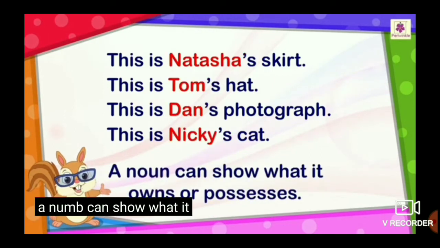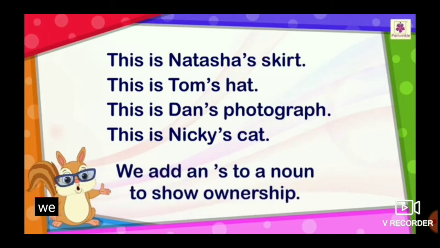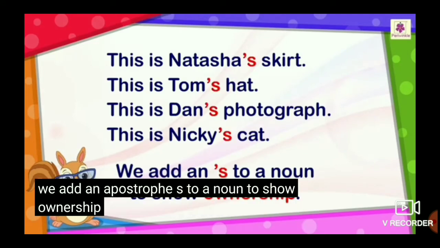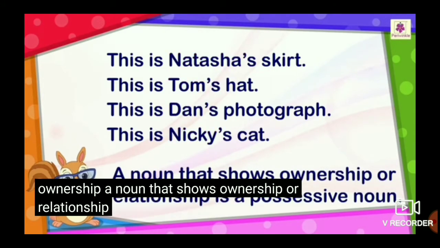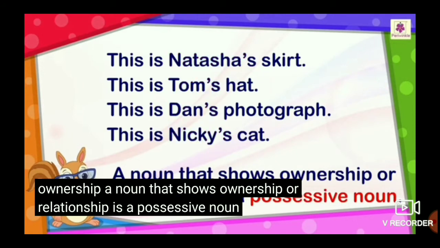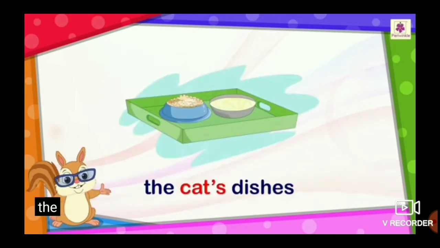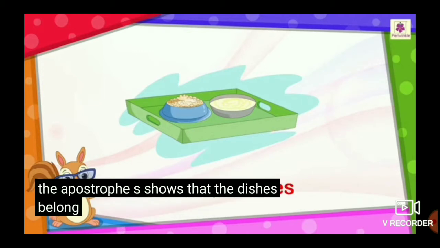A noun can show what it owns or possesses. We add an apostrophe S to a noun to show ownership. A noun that shows ownership or relationship is a possessive noun. For example, the cat's dishes. The apostrophe S shows that the dishes belong to one cat.